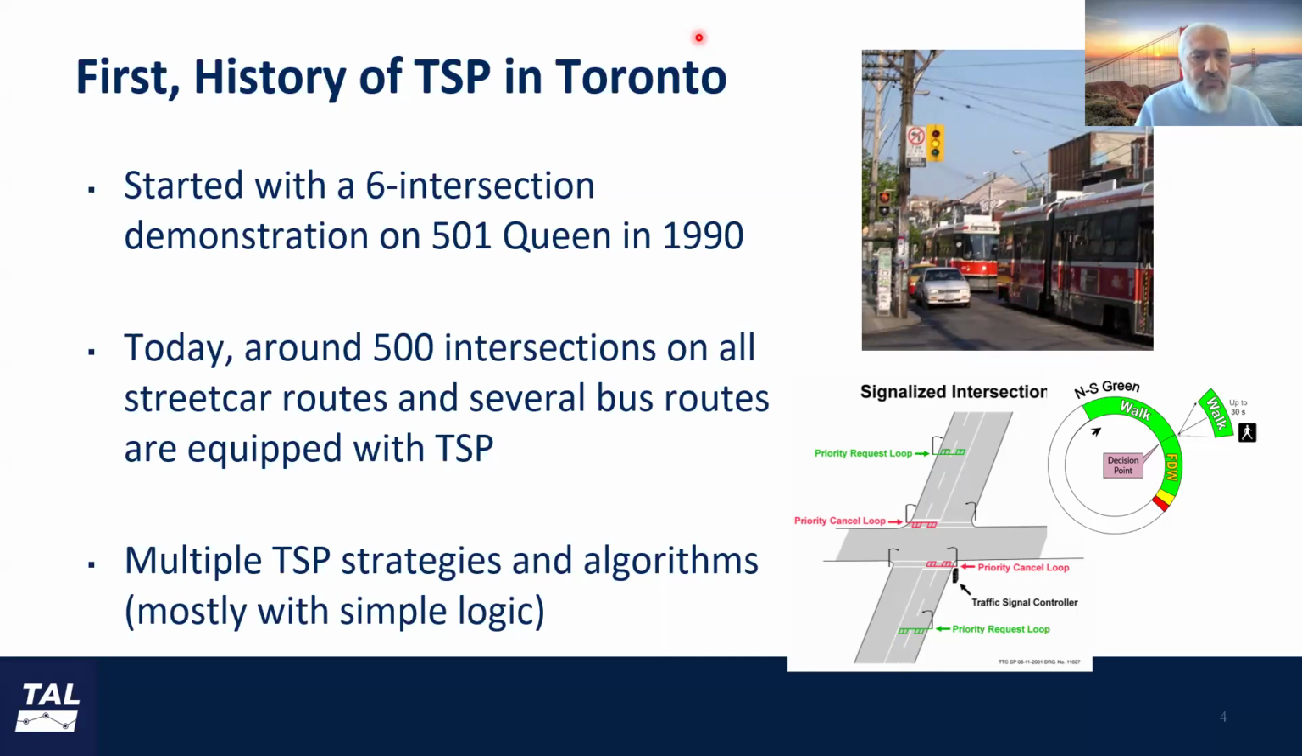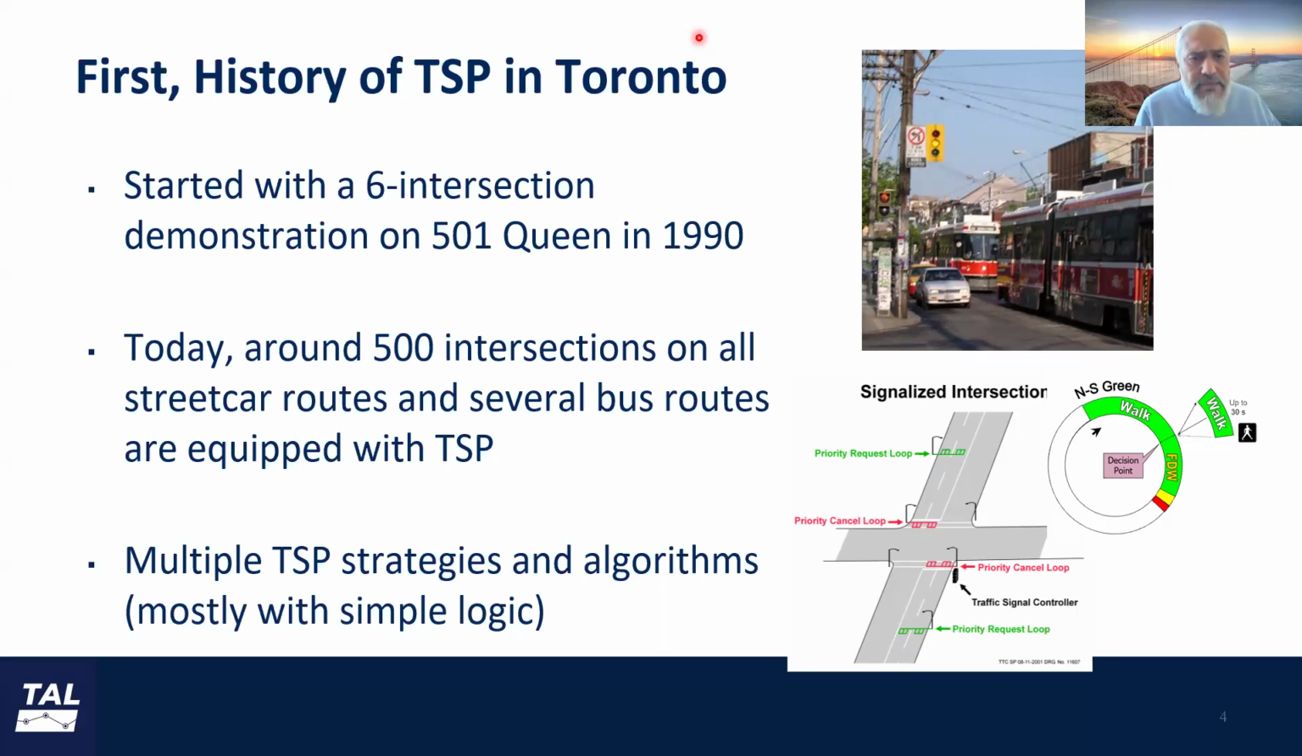Since then, fast forward to now, TTC has been gradually implementing TSP at various intersections. Out of about 2,300 signalized intersections in Toronto, about 500 of them are equipped with TSP. This is really phenomenal.